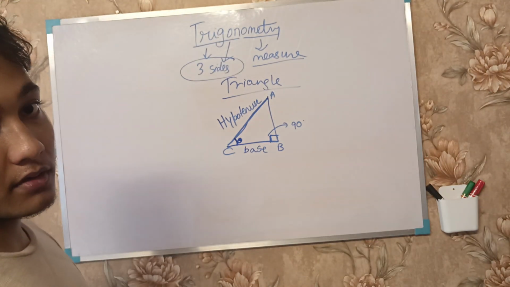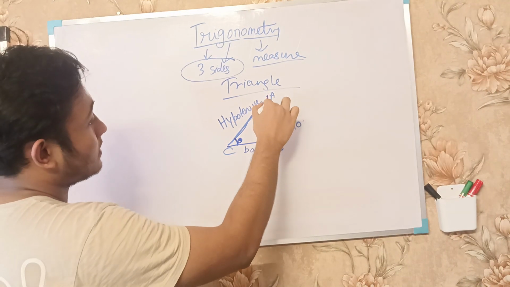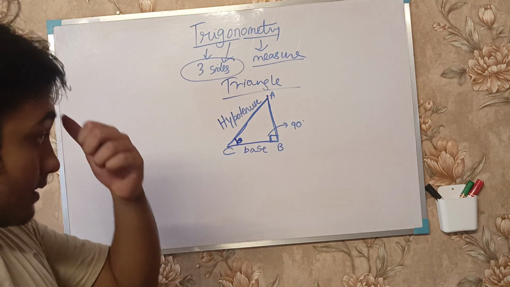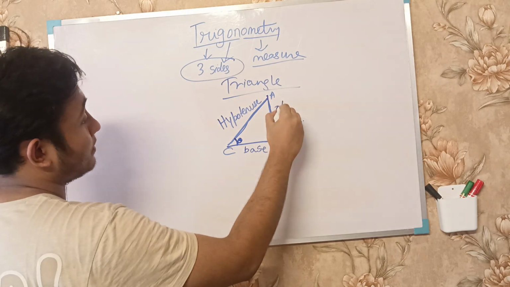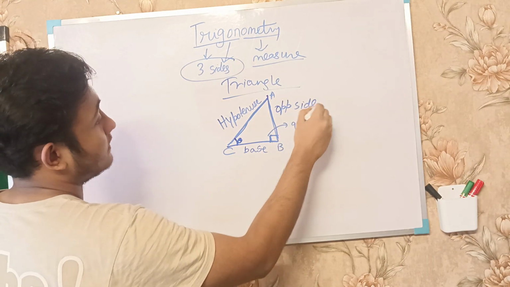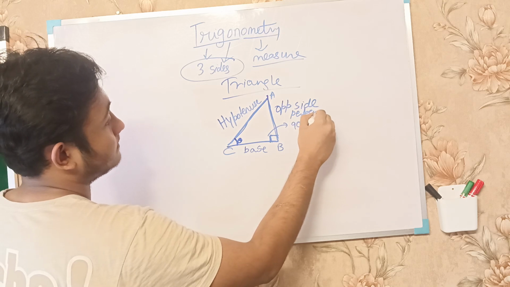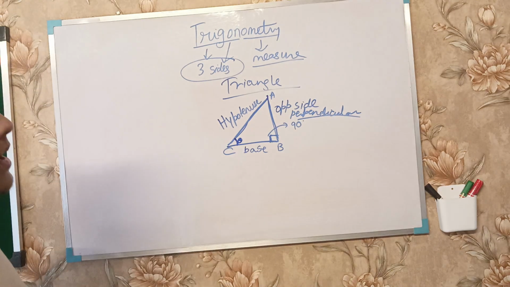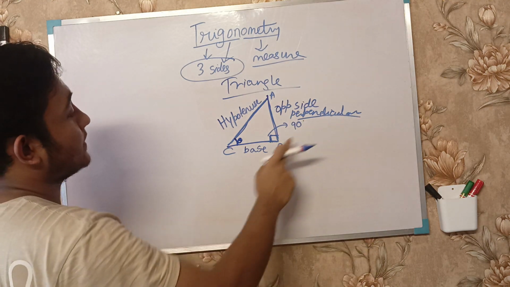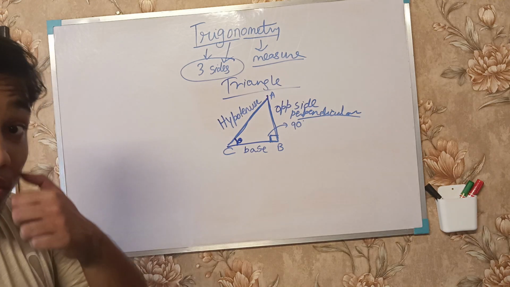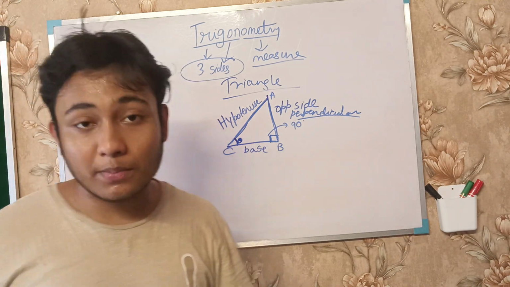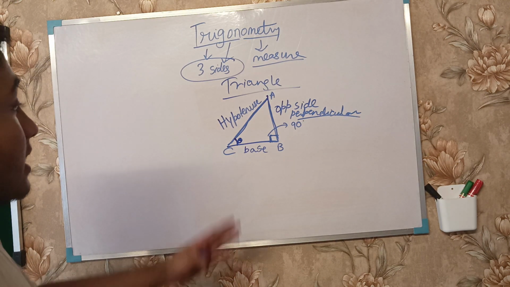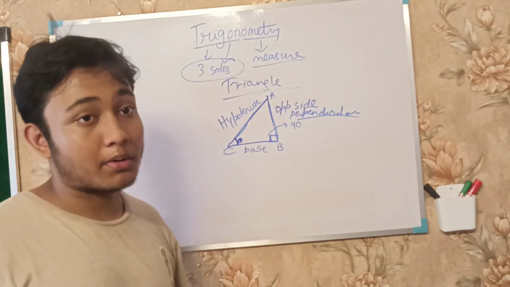Also, you can remember it this way: the side which is opposite to the angle that we are considering is known as the opposite side, or we say it is the perpendicular. So this is how you understand which is the perpendicular, which is the base, and which is the hypotenuse. The hypotenuse is always fixed, and with respect to the angle theta, you can find out the base and the perpendicular.